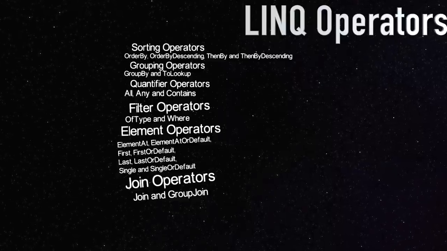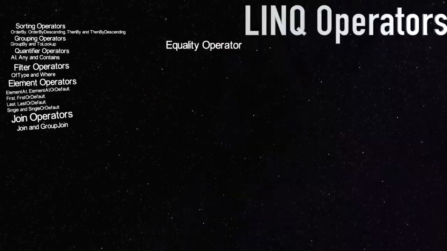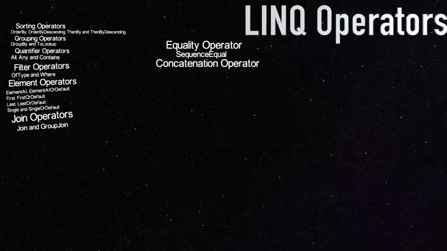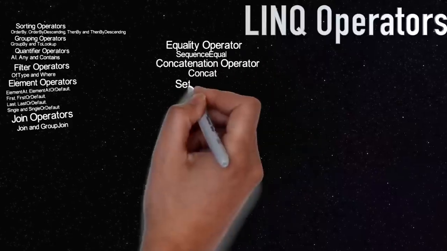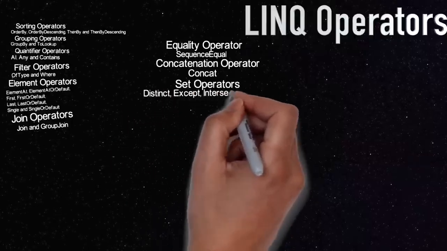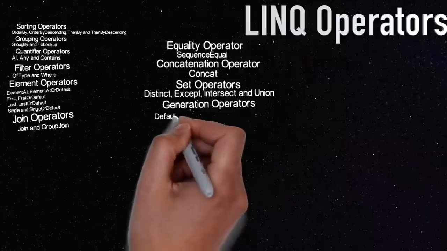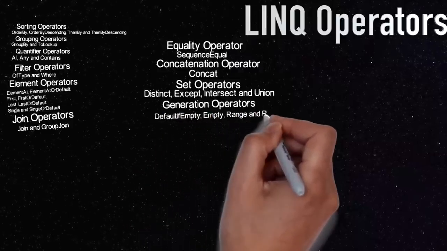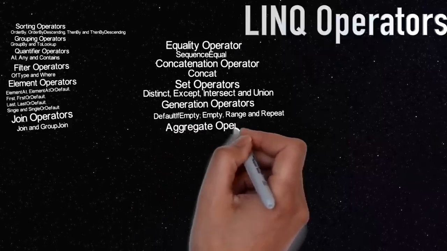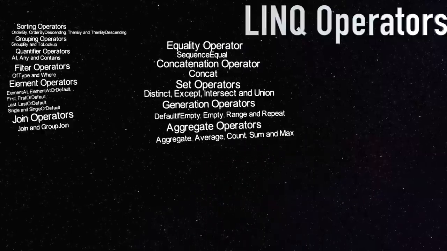So in this video, we'll look at the following LINQ operators. The equality operator, sequence equal. The concatenation operator, concat. The set operators, distinct, except, intersect, and union. The generation operators, default if empty, empty, range, and repeat operators. The aggregate operators, aggregate, average, count, sum, and max.